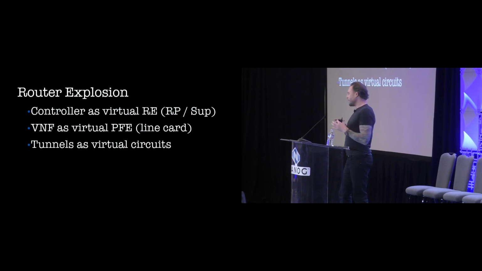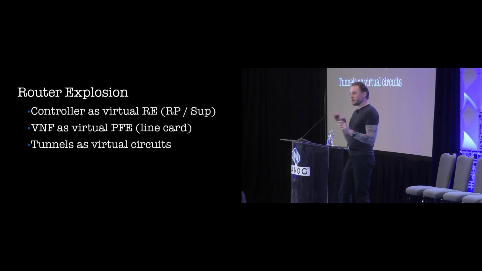So if you're using some kind of SDN controller, or even just an automation framework where you've got something driving that, you can look at that controller as a routing engine, or routing processor, supervisor, whatever. And then you virtualize these network functions. Those virtualized network functions become like PFEs, packet forwarding engines, or line cards, right? And then your tunnels become virtual circuits between these. So you can almost look at this as one big router, right?